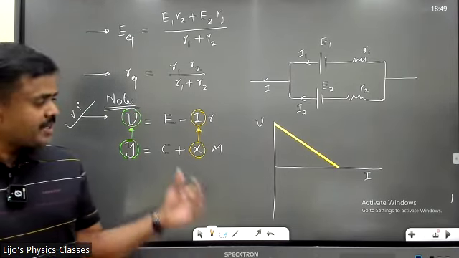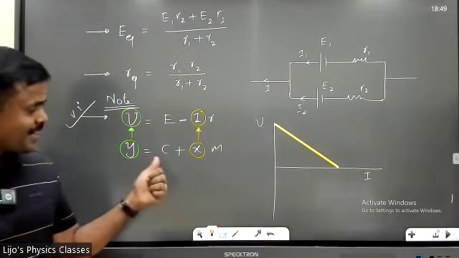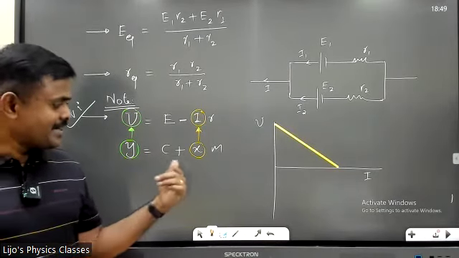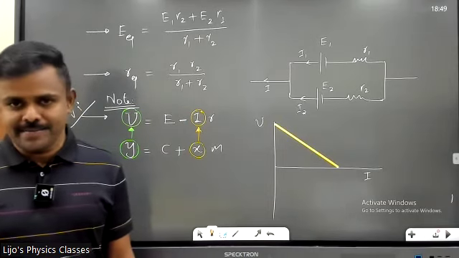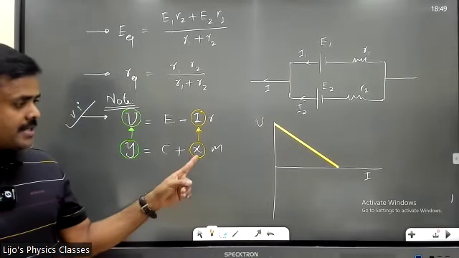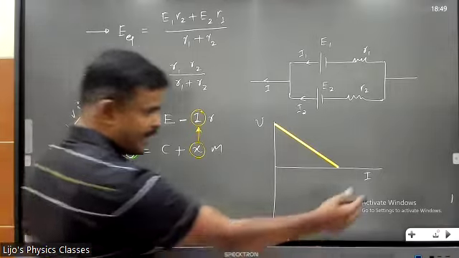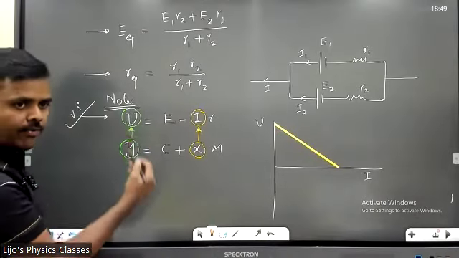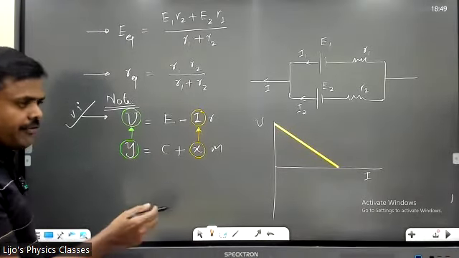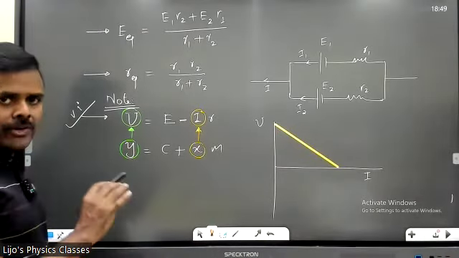V is equal to E minus IR. Thanks for reminding. Y is equal to C plus XM, right? Now, what is in place of X? On the x-axis, we have current. On the y-axis, we have voltage, right? And the graph is obviously a straight line. Why is the graph a straight line? Because this equation represents a straight line. And it is downward because the slope is negative.